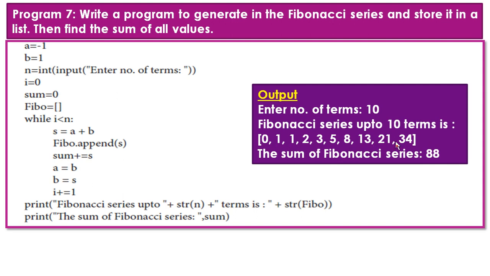This Fibonacci series is generated by using this statement, s equal to a plus b. Now the starting value of a is minus 1, and the second value b is 1. Minus 1 plus 1 is 0. So 0 is printed first, and 0 is appended by using this append function.